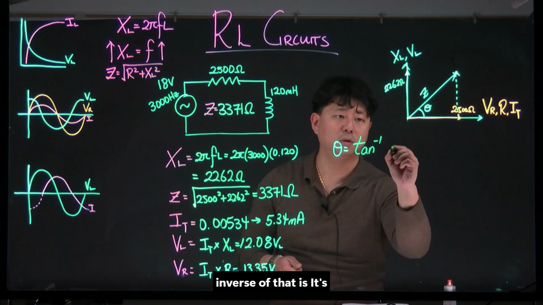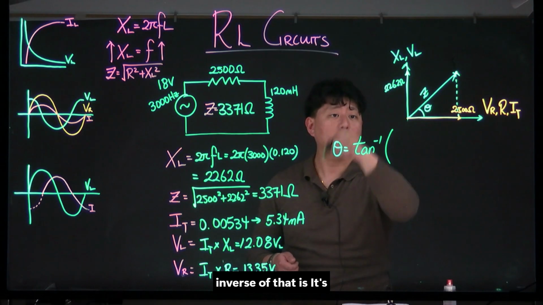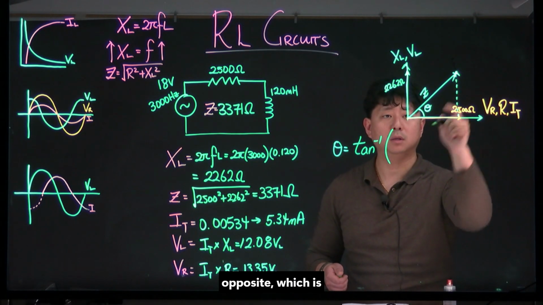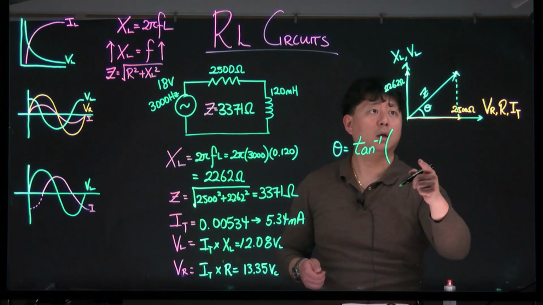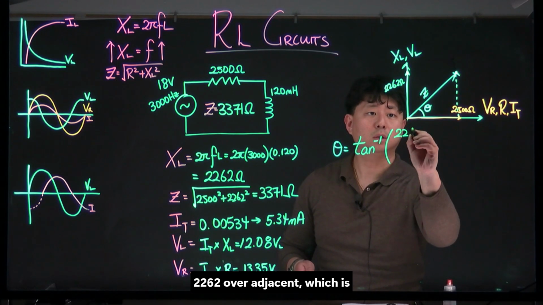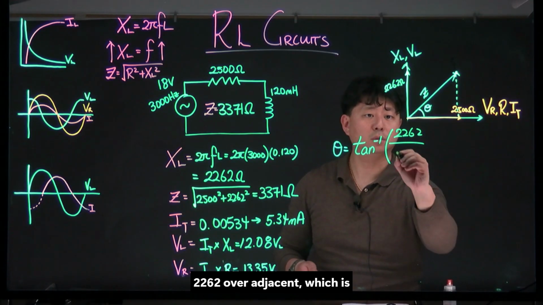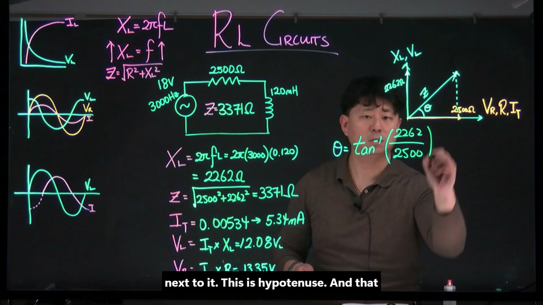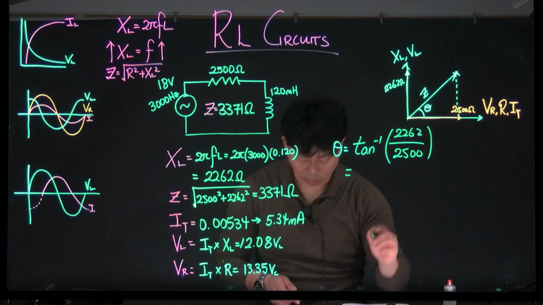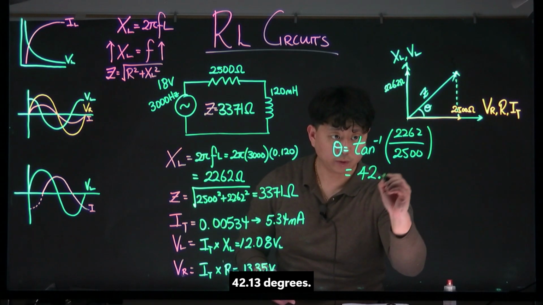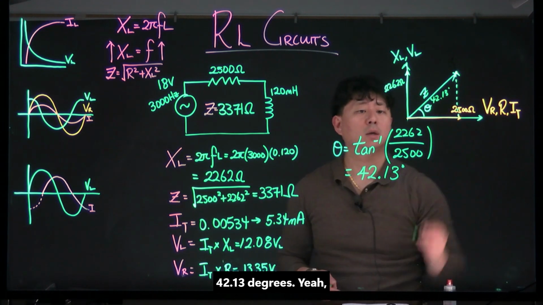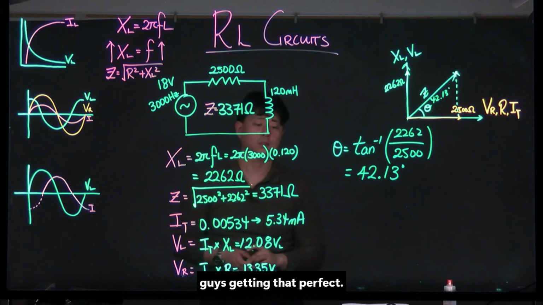And since we haven't used the tangent, let's use tangent. Tan inverse of that is opposite over adjacent. Opposite, which is 2262, over adjacent, which is 2500. Adjacent, next to it, this is hypotenuse. And that is going to give you 42.13 degrees. Yep, guys getting that? Perfect.